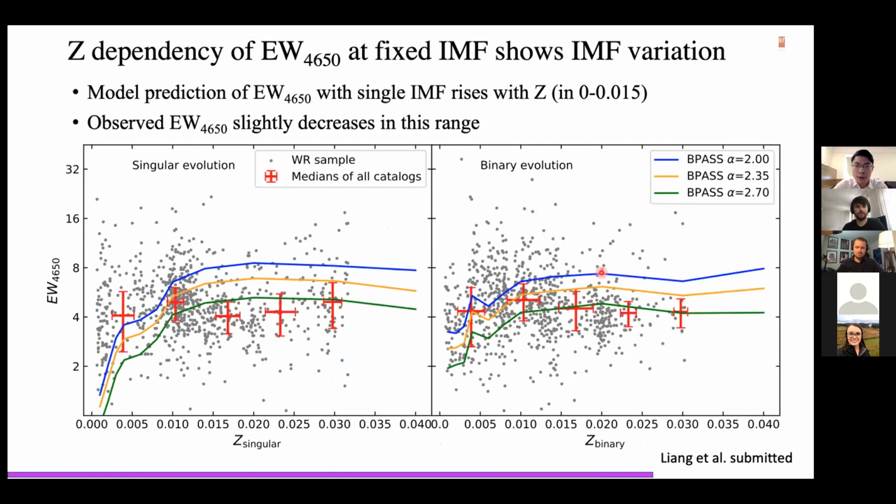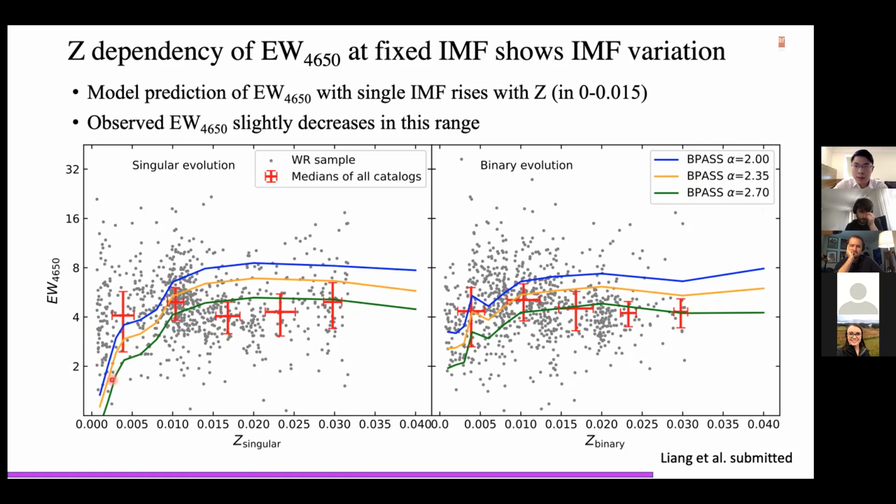So another parameter comparison is using the BPASS model. Again, the lines are from the models, but different from the previous slide, this is showing the BPASS model from alpha equal to 2 to alpha equal to 2.7. So basically, if we trace any fixed IMF input, we can see an increase of the predicted WR feature with metallicity. However, in our data points, we do not see any increase with metallicity.